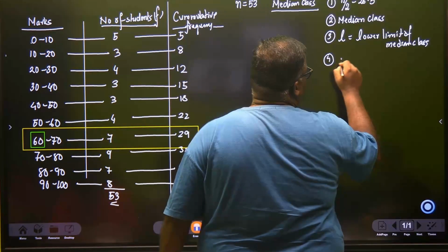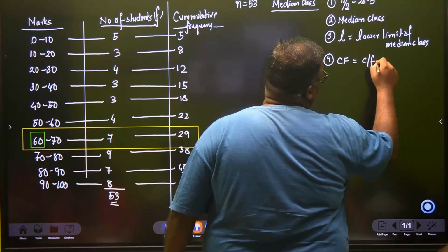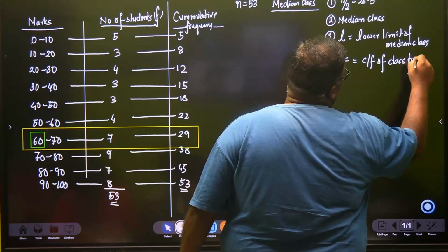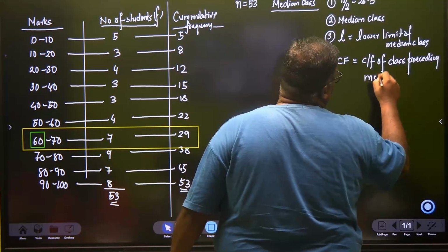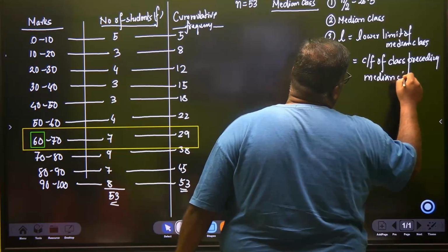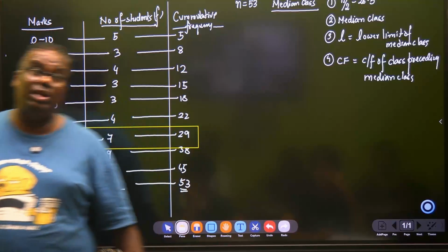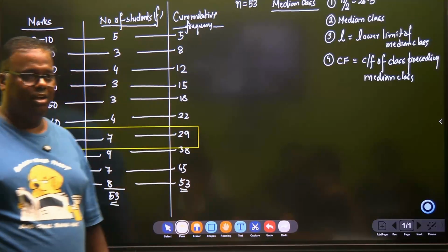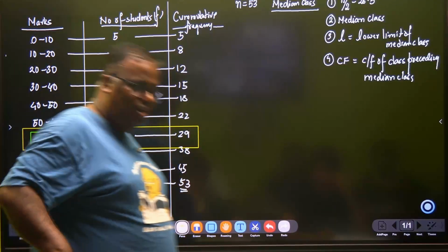Then we have to find out something called cumulative frequency, CF. CF is the cumulative frequency of the class preceding the median class. Why something like this? Just put your common sense. Who is our median child here? The 27th kid. Where is he hidden? He is hidden in this rectangle. To arrive at him, all 22 kids we must cross.